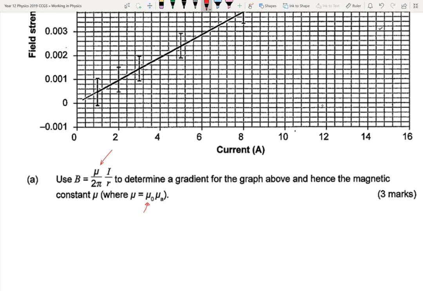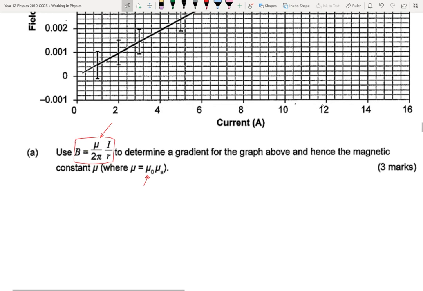You were given the equation, and you saw how we might be able to extract the values. So if I said B equals mu on 2 pi r times I, oh, look, there's my gradient. So that's what the gradient represents. And also it's suggesting that there shouldn't be any y-intercept. So you would find the gradient, and then I reckon we would multiply it by 2 pi r to determine the magnetic permeability. Okay? And that's what we need to do. So let's get going.